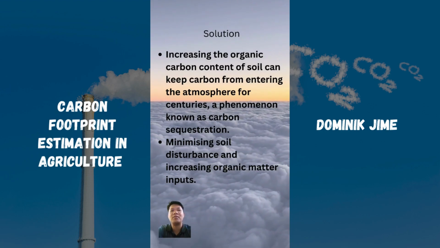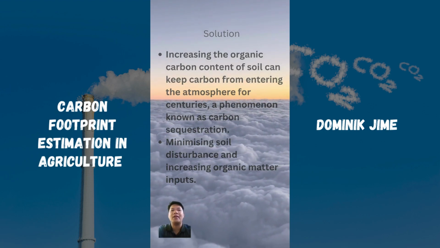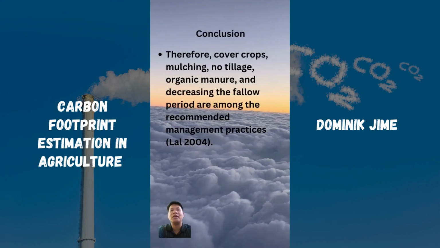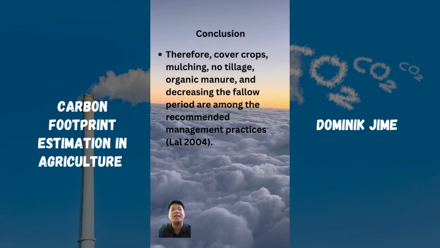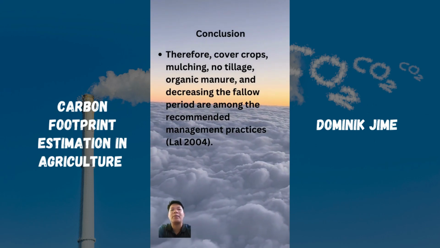Then minimizing soil disturbance and increasing organic matter inputs. Therefore, cover crops, mulching, no tillage, organic manure, and decreasing the fallow period are among the recommended management practices.